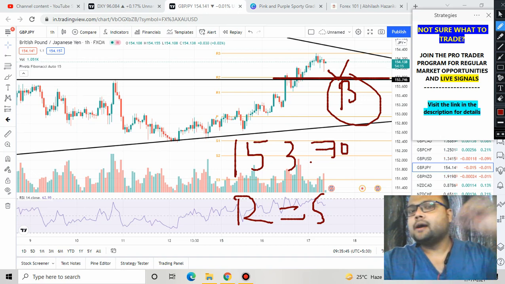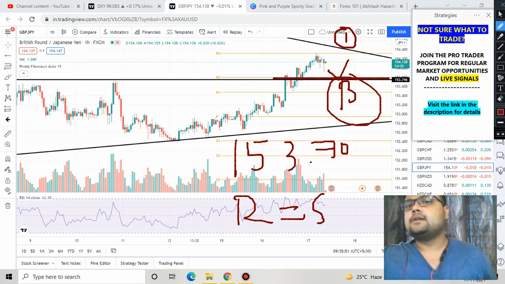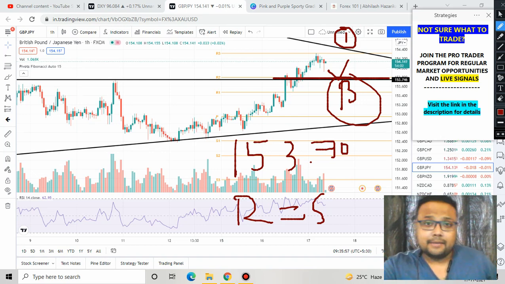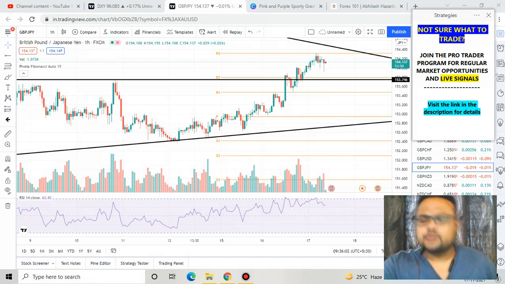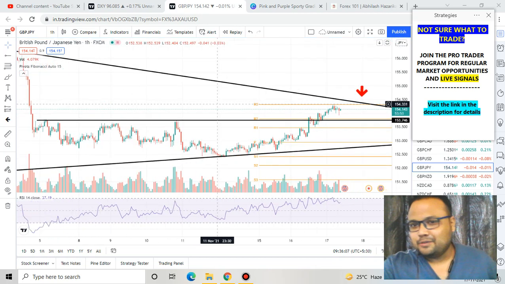So if the market goes up and reverses from the trend line at the top, this is your first trading opportunity by taking a sell order. And if the market comes down and bounces from the new support of 153.70, we can take a buy position, and this is our second trading opportunity. These are the two trading opportunities that I see on the chart of GBP JPY right now.